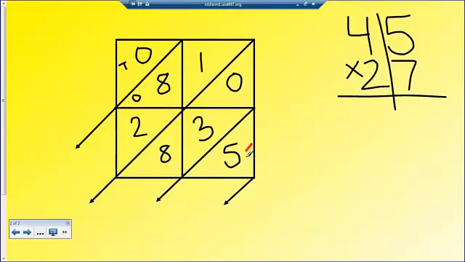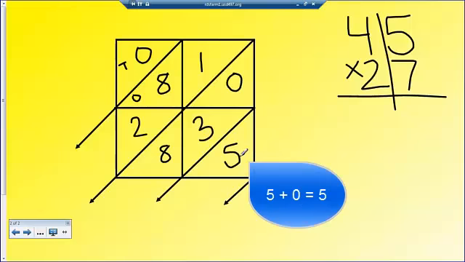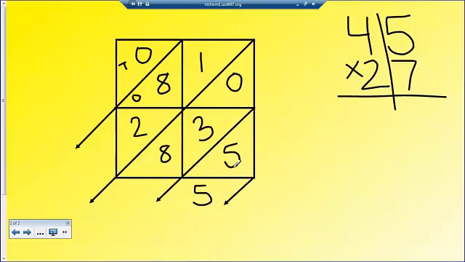Always start with the bottom diagonal. In the first diagonal here, I only have 5, so my total sum for this diagonal is 5 plus nothing else, or 5. So I'm going to put the answer at the bottom of this diagonal.